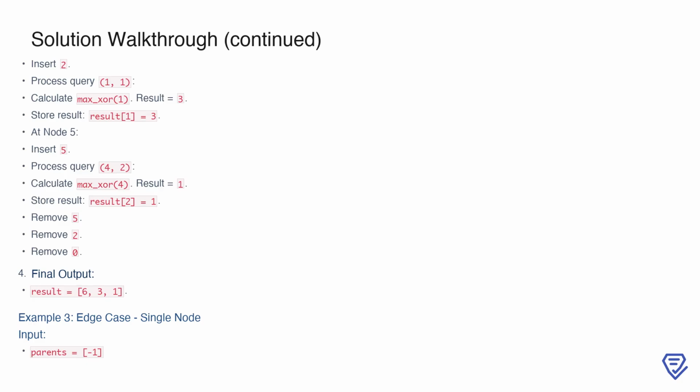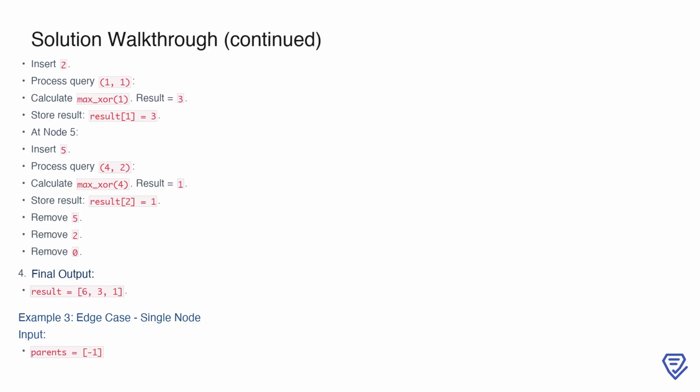Here, we process the query 1, 1, which asks for the maximum XOR of the number 1. Using the tree, we calculate this value to be 3, and we store it in the result array at index 1. Moving on to node 5, we insert the value 5 into the tree and process the query 4, 2. Calculating the maximum XOR of 4 results in a value of 1, which is stored in the result array at index 2. Once the query is processed, we remove the value 5 from the tree.